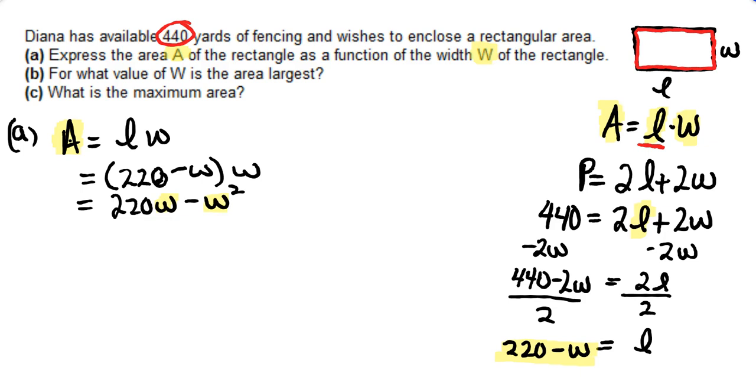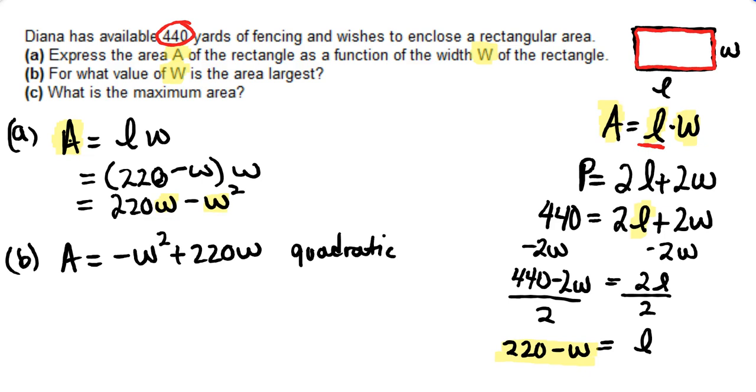And in part B, we want to find what value of w gives the largest area. So this is an optimization question, finding the largest in this case, but optimization is also finding the smallest in some cases. What we know about this example is that our function A equals, I'm going to rearrange it a little bit, negative w squared plus 220w, is a quadratic. And the graph of a quadratic is a parabola. This particular parabola has a negative leading coefficient, so it's going to be a down-facing parabola. So this is going to be the graph of the area function, a quadratic, and the highest area is going to occur at the vertex.